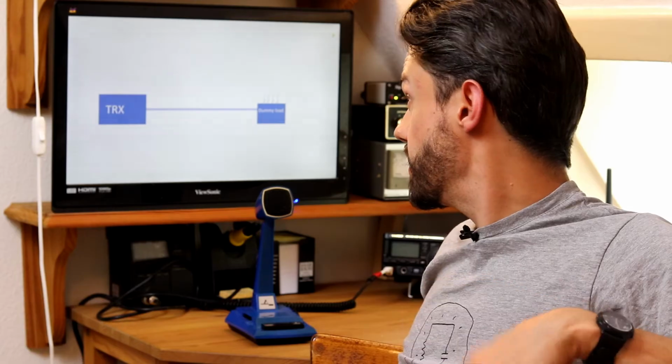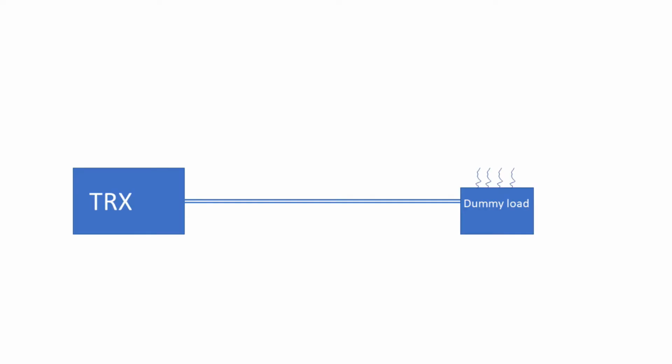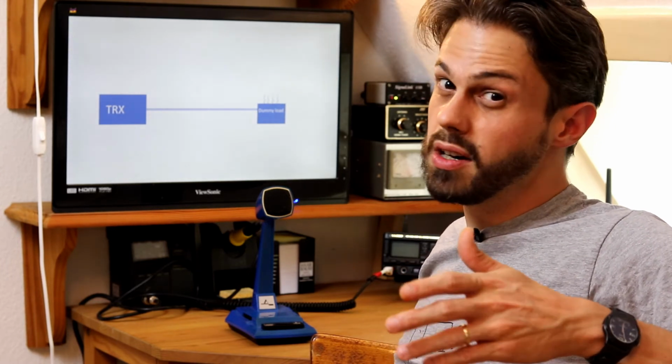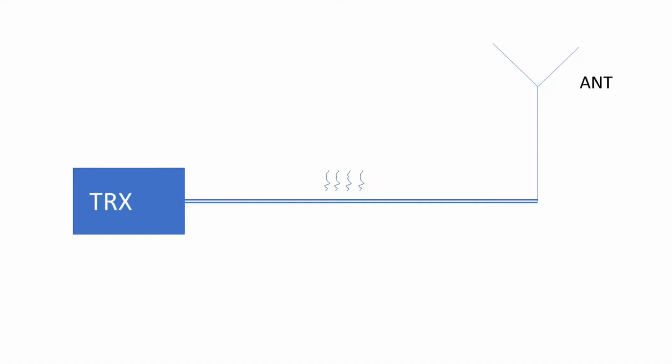Because if you look at this picture, if you have your transceiver connected to a dummy load where all your precious RF energy just goes to waste and is transformed into heat, then you will measure a perfect SWR at your transceiver. I mean, that's the whole point of the dummy load, right? So we can say no.